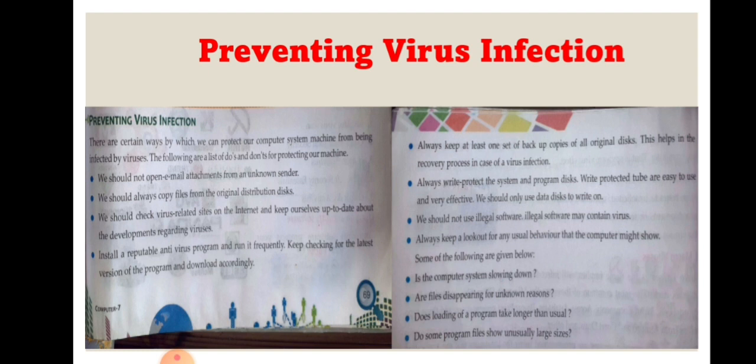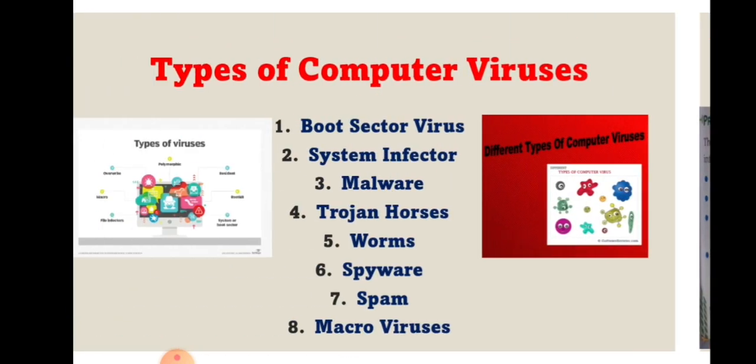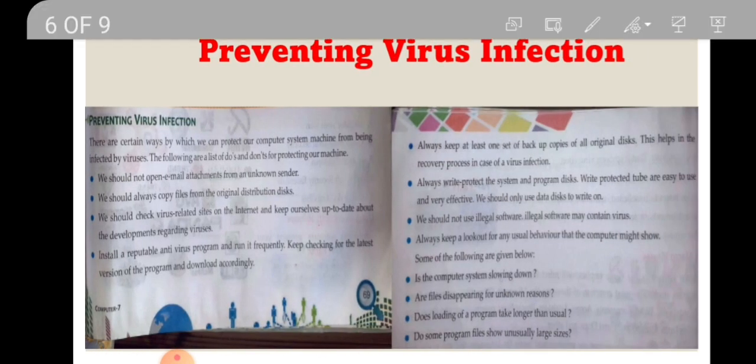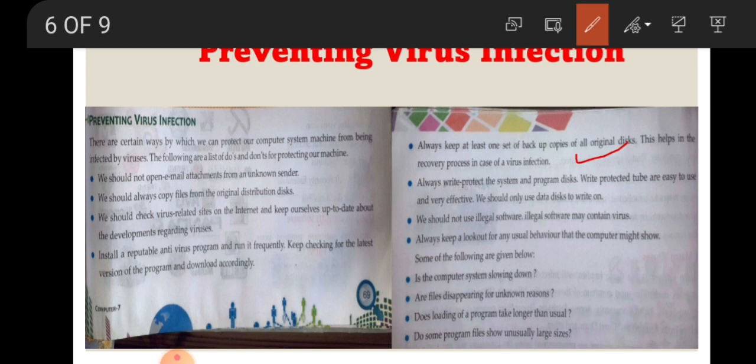Next is always keep. We need to always keep at least one set of backup copies of all original disks. So if you have some files, it is a requirement to copy them to a certain drive to make them safe. Always protect the system and program disk.